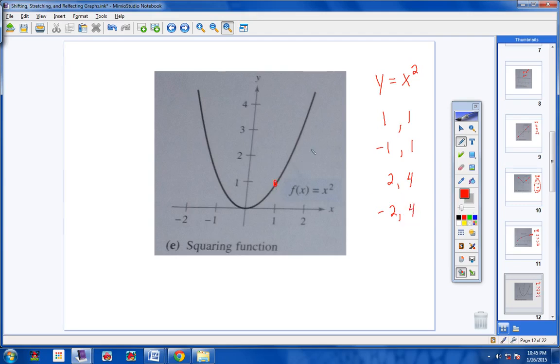(1, 1), (2, 4), (negative 1, 1), (negative 2, 4), and then, of course, (0, 0). If you square 0, you get out 0. So there it is, guys. I mean, again, I want you to memorize these graphs, but really, if you'll just know the basic points to stick in real quick, you'll see the general pattern of the graph, okay? So you should be okay. All right, moving on.